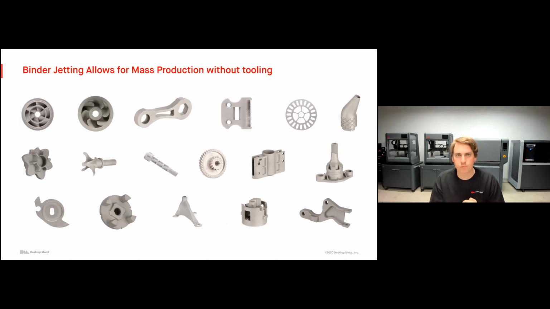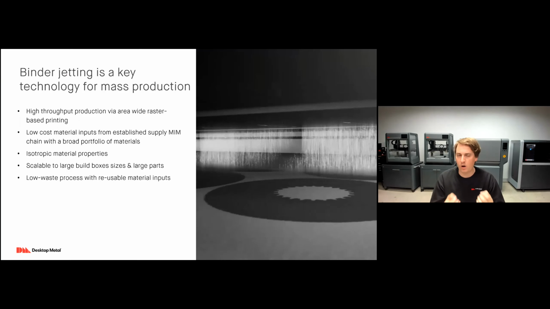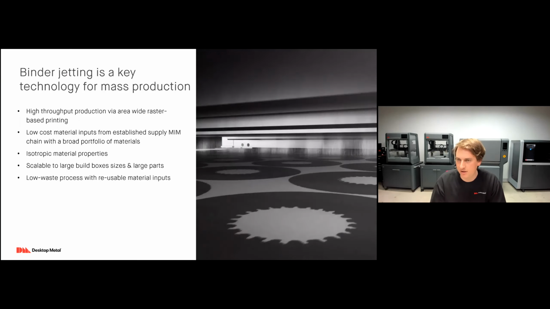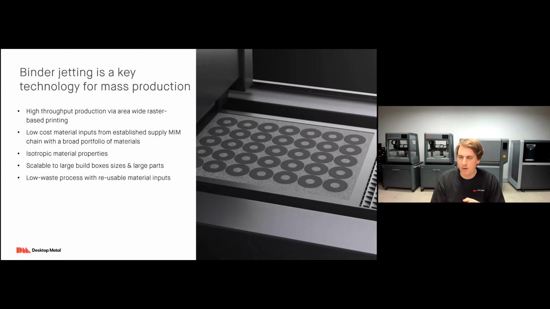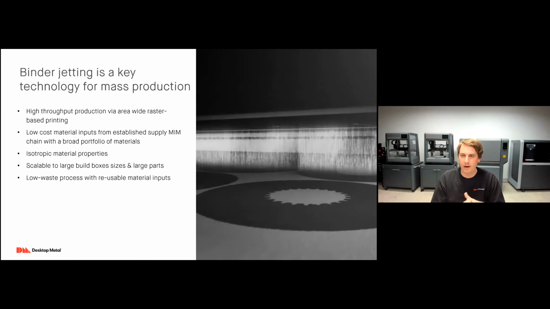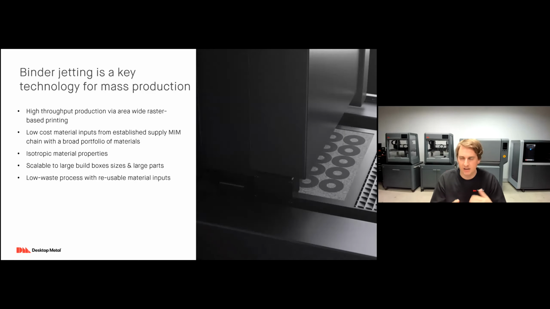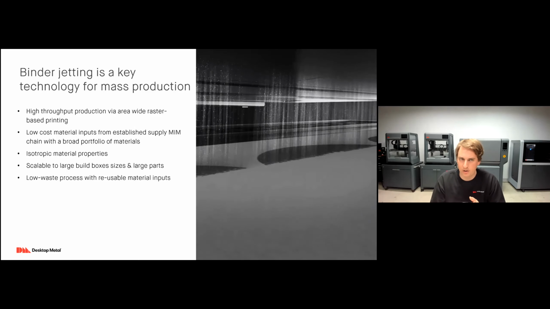So binder jetting really allows for mass production without tooling across a wide variety of geometries and a wide variety of quantities. Binder jetting has really emerged as this key technology for mass production. It uses this high throughput production area raster-based printing, as you're seeing on the right here, where we're able to spread binder over an entire layer of metal powder in just a few seconds. Of course, compared to a point-based process, this is very, very fast, allowing us to print tens to hundreds of times faster than other printing processes.